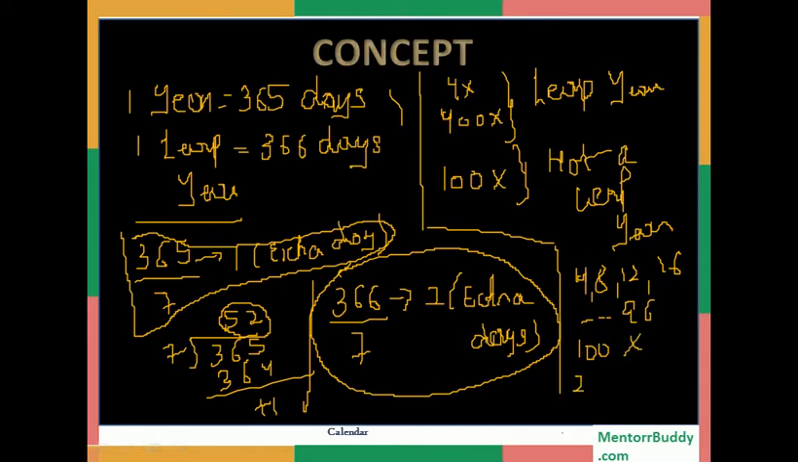Similarly, 200, 300 are again not leap years, but 400 is a leap year. Why so? Because 400 is a multiple of 400. So any year which is a multiple of 4 and 400 is a leap year, and among them any year which is a multiple of 100 is not a leap year.